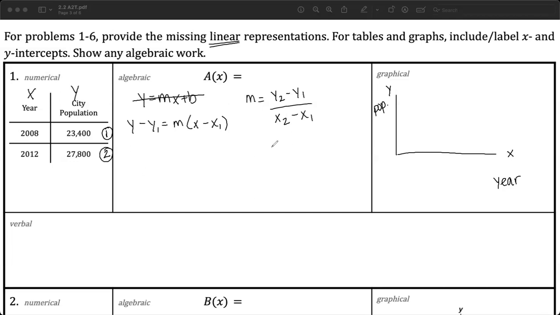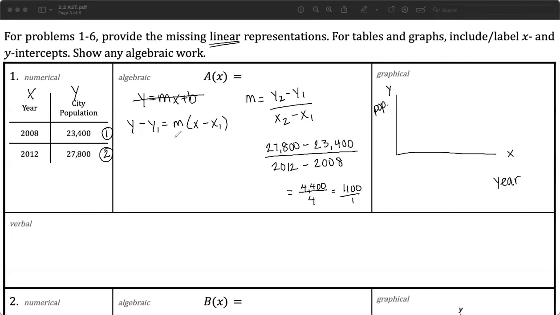So I'm going to go ahead and say 27,800 minus 23,400 over 2012 minus 2008. So my denominator will be 4. That's a little easier. And then this will be 4,400. So when we simplify this, we're going to have 1,100 over 1. So that's going to be my slope.